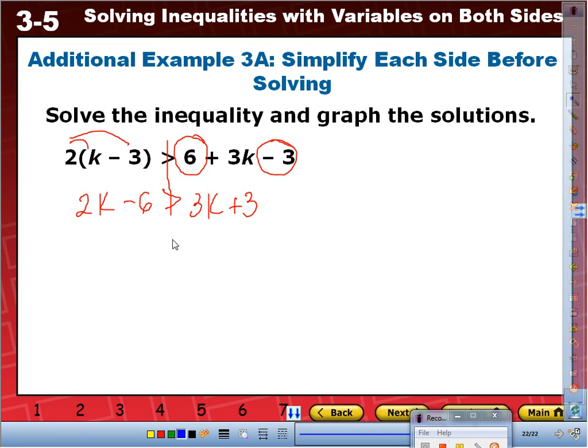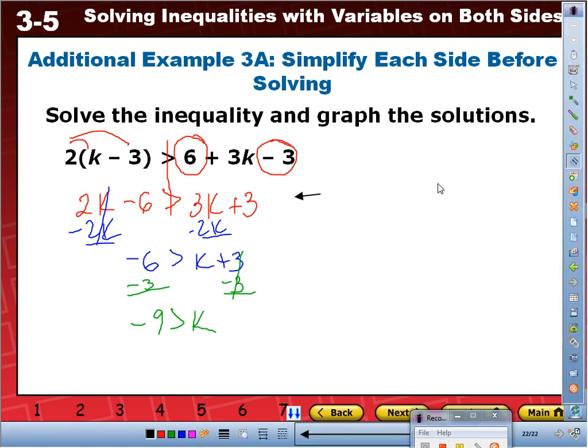Okay. From there, does this look familiar? Yes. Get all variables to one side. What is my smallest variable? Subtract 2k, subtract 2k. We're left with negative 6 greater than k plus 3. And my last step, subtract 3, subtract 3. Negative 9 greater than k.